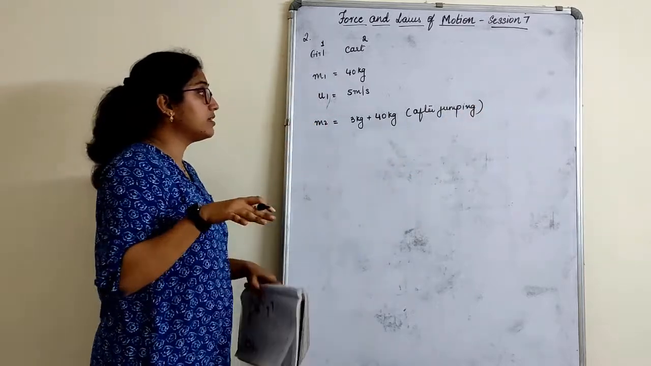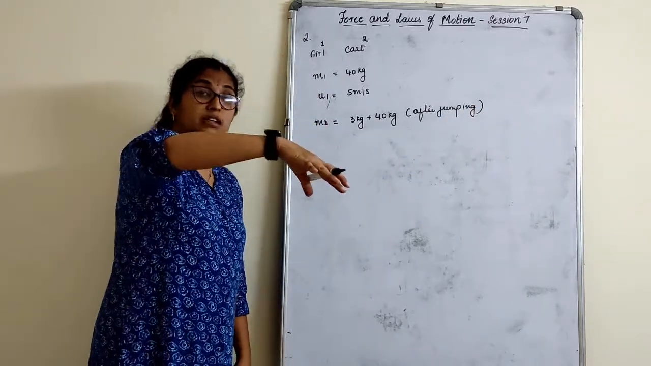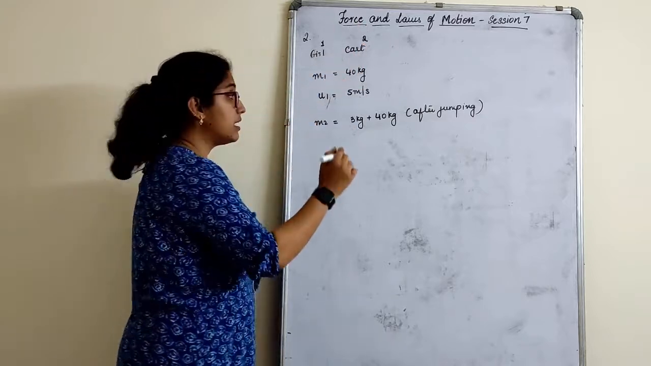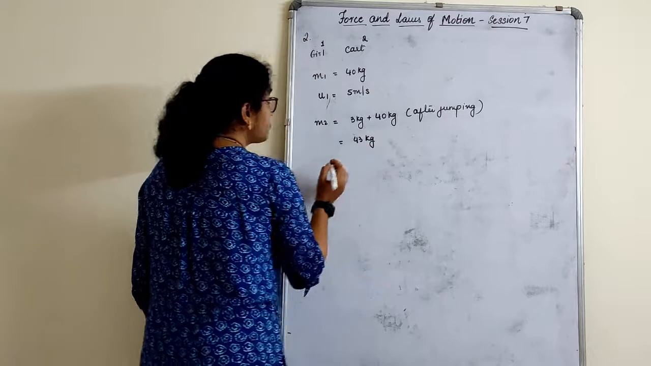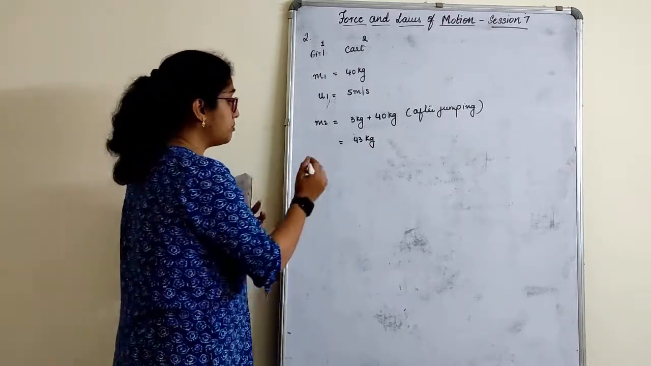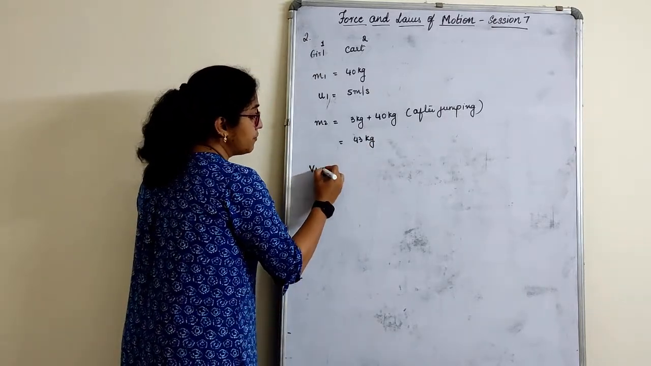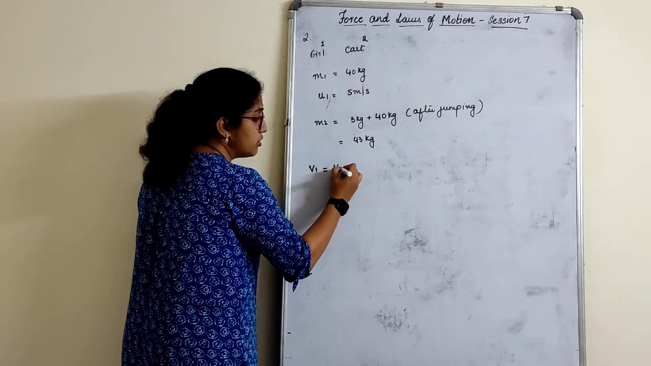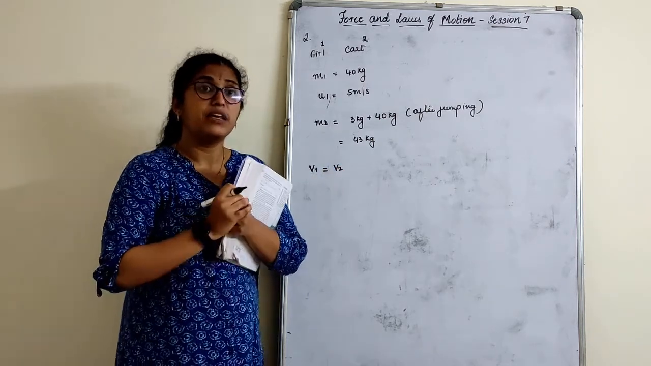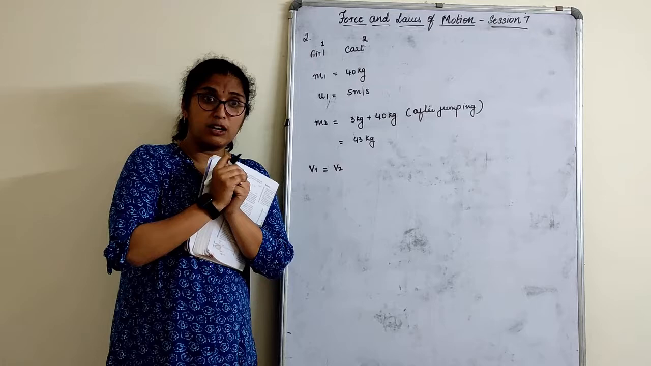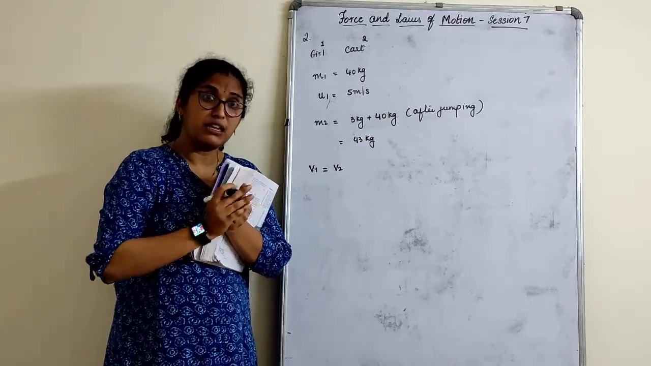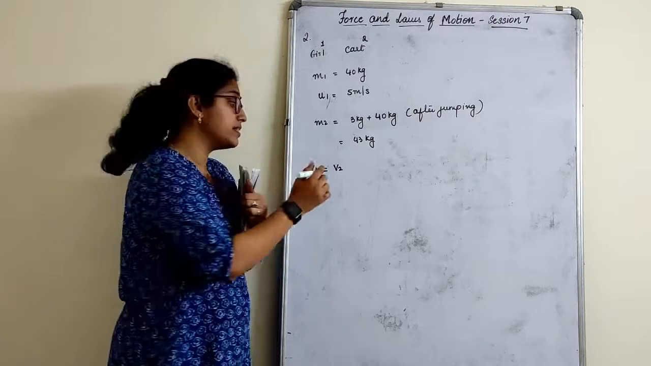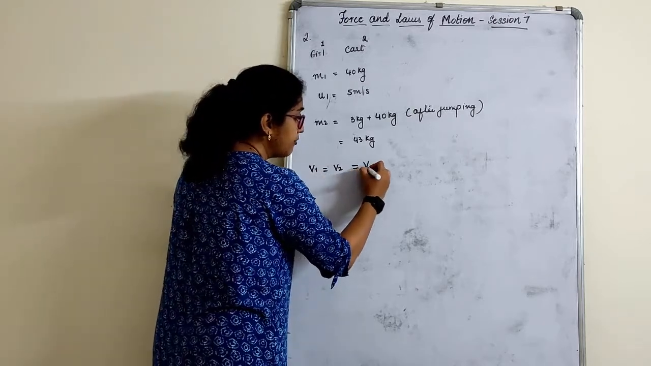Original mass of the cart is 3 kg only, but the girl is jumping on that, right? Then the cart starts moving, so the mass becomes 43 kg. Now what happens to the velocity? The velocity of the girl and the velocity of the cart are the same. Why? Because they collide. Once they collide, they start moving together. So now the velocity of the girl and the velocity of the cart will be the same, which is nothing but v.